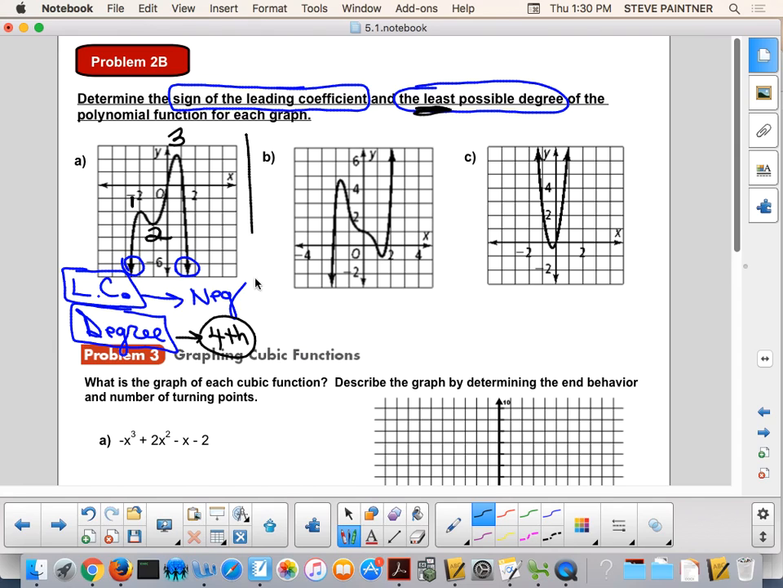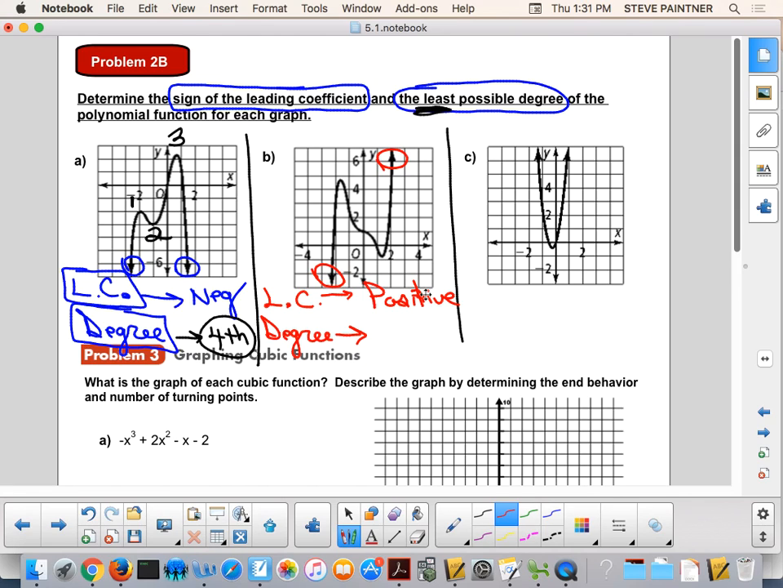Look at this one. LC. Maddie, any idea on this one? You don't know? Okay. Ethan? Positive, he says. Okay, here's what I see. Down on the left, up on the right. Doesn't it look like a line? Is this line going up or down? Up. From left to right, it goes up. To make it go up, it's got to be a positive leading coefficient.